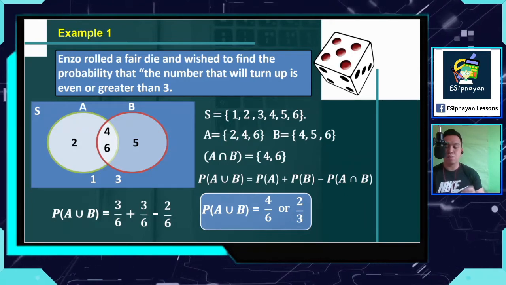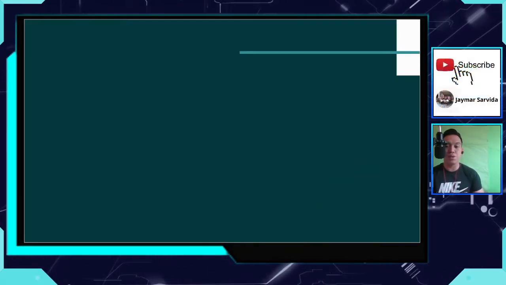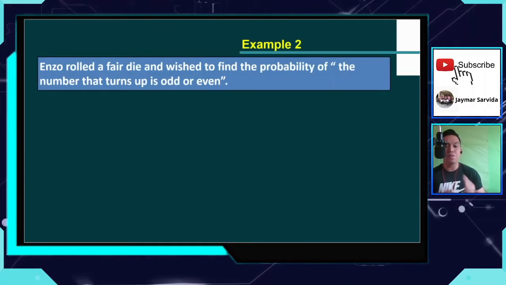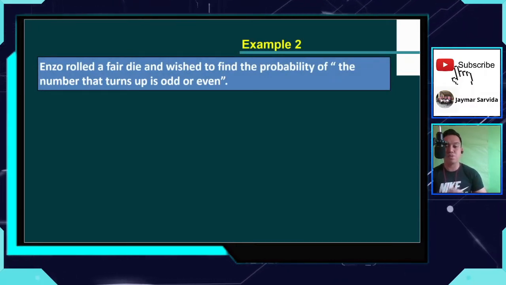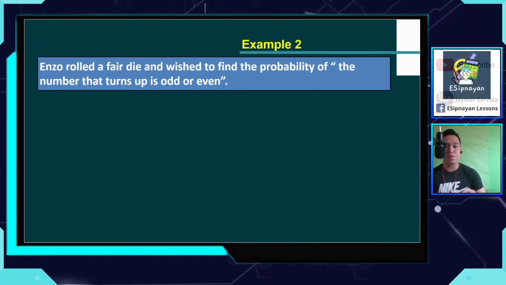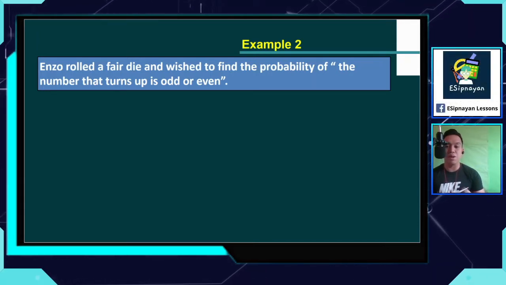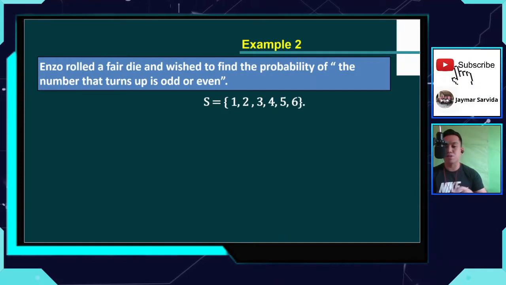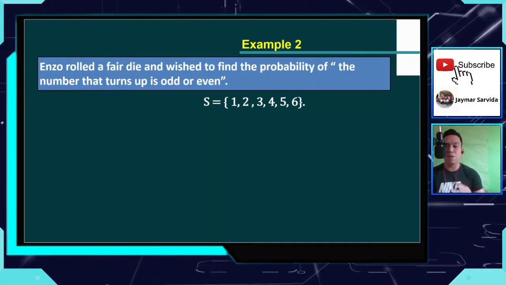Okay, so let's proceed now to example number 2. So example number 2, Enzo rolled a fair die and wished to find the probability of the number that turns up is odd or even. So again, yung ating sample space dito, we have 6 possible outcomes in the sample space. That is 1, 2, 3, 4, 5, 6.